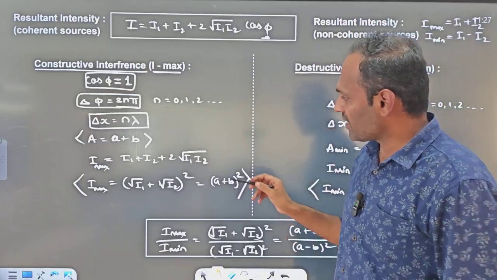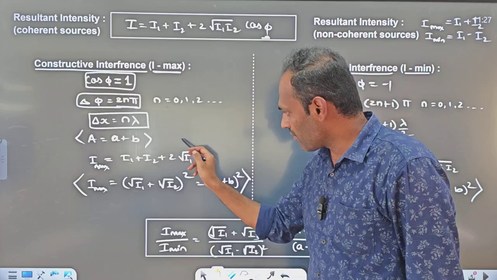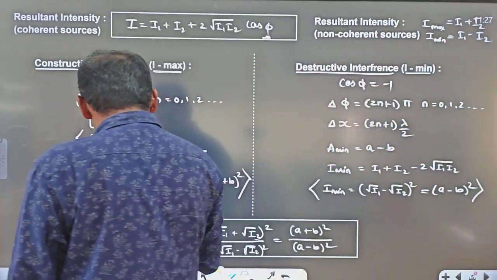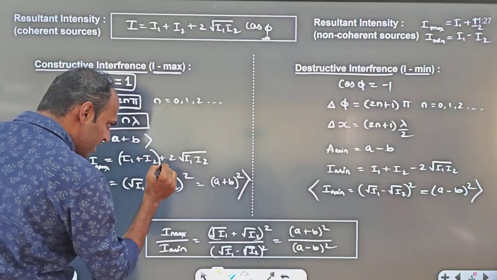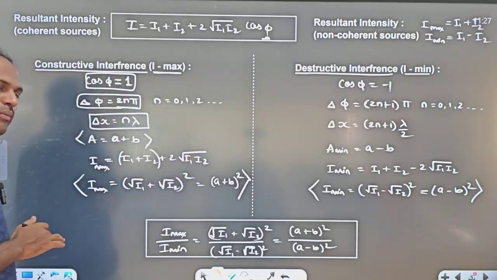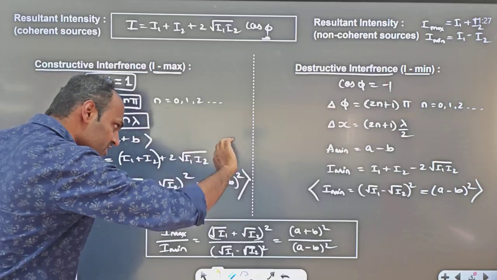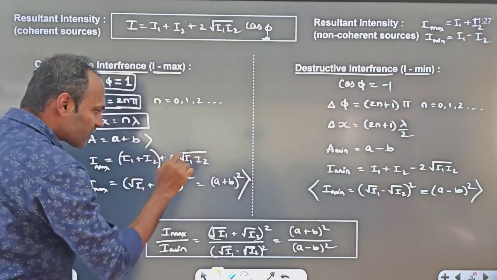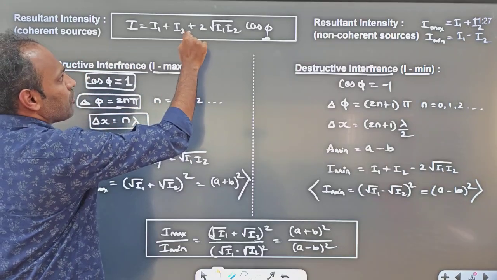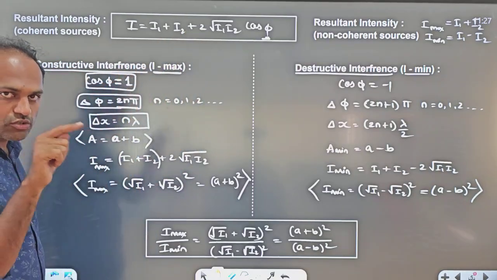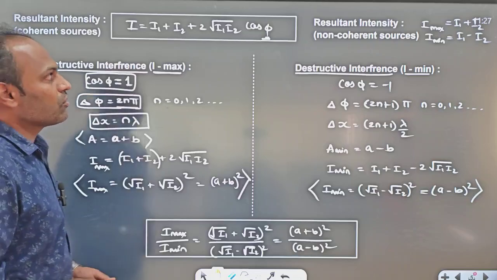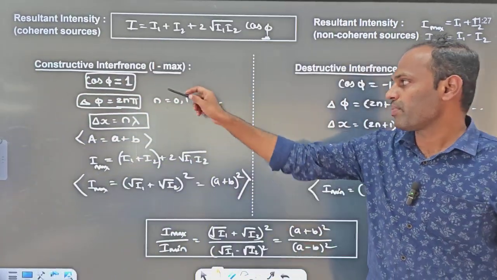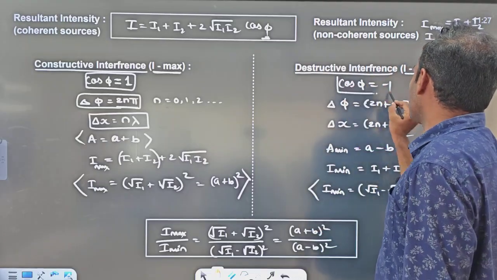For intensity to be minimum, look here: to I1 plus I2 we had added plus 2 root I1 I2. It means for I1 and I2 you have added 2 root I1 I2, that's why it is said to be maximum. If I subtract this 2 root I1 I2, this intensity will become minimum. So to subtract this, what should this sign be? It has to be negative, minus. So to get it minus, cos phi value should be minus 1. Here cos phi value had to be plus 1, here cos phi value has to be minus 1.